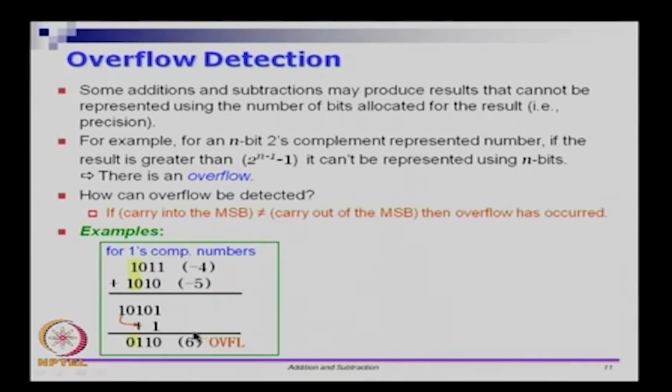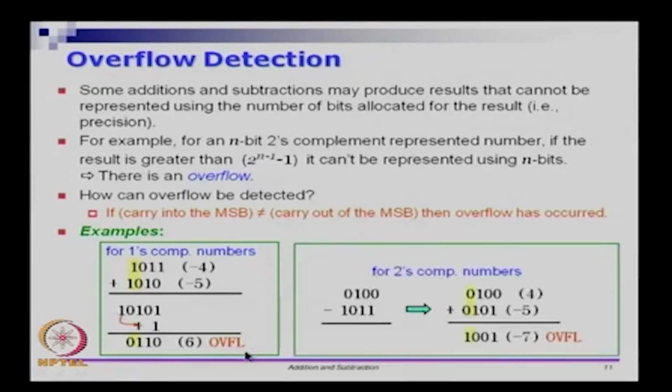The only thing that indicates that this is not correct is the carry from this stage. The carry from adding 0 to 0 will give you 0 with a carry of 0. So, the incoming carry into the most significant bit stage is 0, and the outgoing carry, 1 plus 1, is a 0 with a carry out of 1. So, the outgoing carry is not the same as the incoming carry, which means there is an overflow. Let us look at it for 2's complement numbers. In this case, let us see it for subtraction.